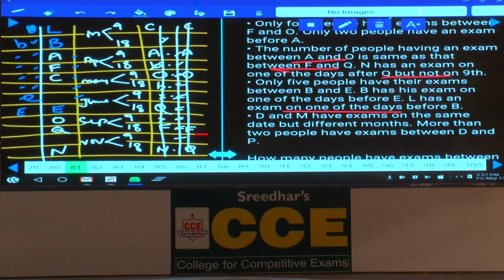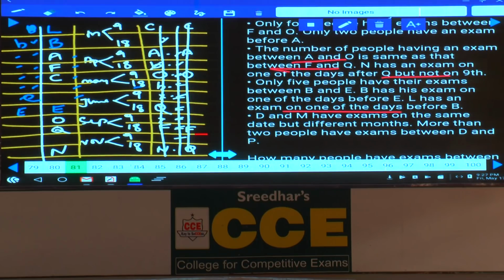D and M have their exams on the same date, but different months. D and M same dates means, now sir, here, if D or M is on 18th March, another 18th must be, isn't it? Another 18 is not possible. Hence, these 2 persons, D and M, should have only on 9th. 9th of what? 9th of June and 9th of November. 2 9s were left over.